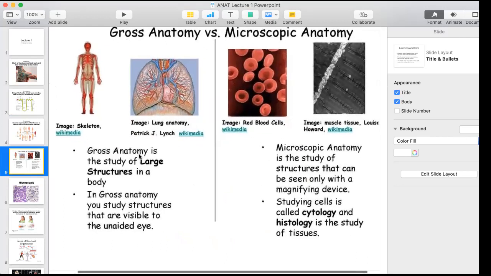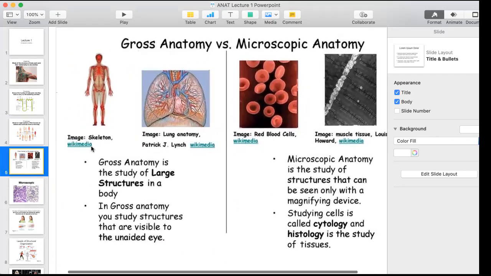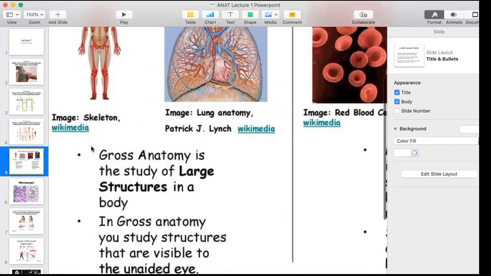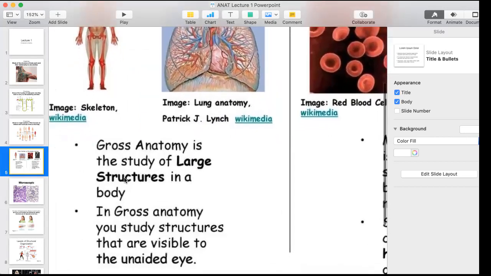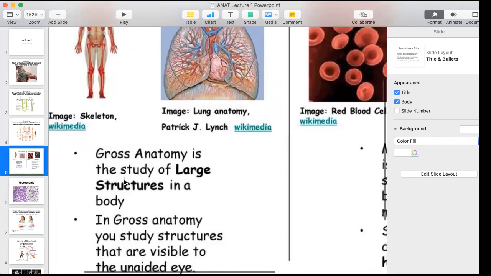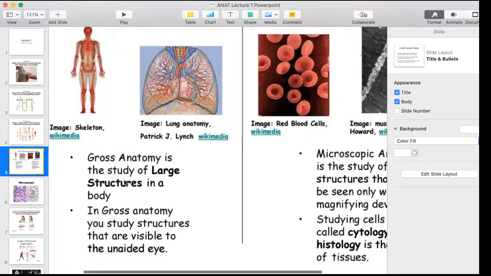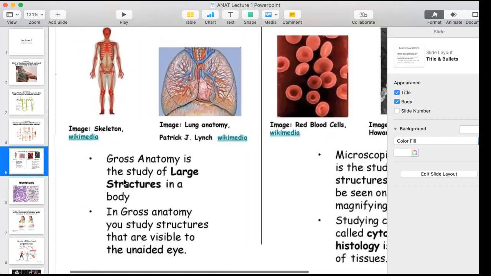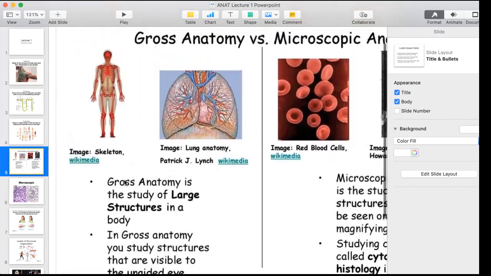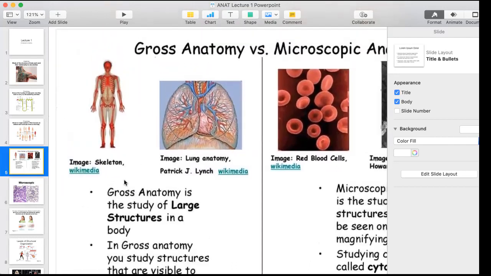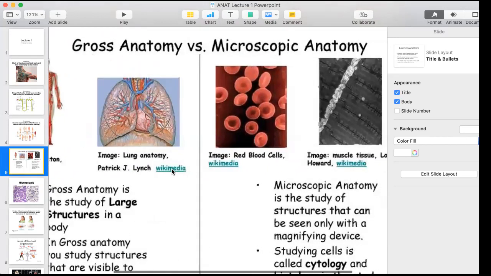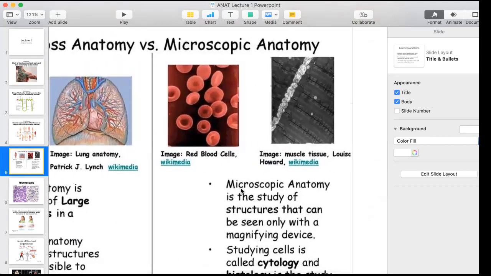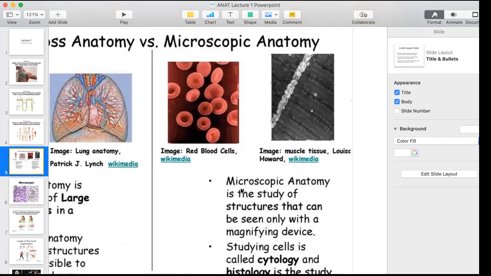Now with anatomy, we're going to talk about two different components of it. The first is called gross anatomy. Now, when we say the study of large structures, what we really mean is visible to the naked eye. So anything that we see is gross anatomy. It's also known as macroscopic, macro for big, or macroscopic anatomy. So this is what we mainly focus on, but we also do quite a bit of microscopic anatomy, which is things that can only be seen with the aid of a microscope.